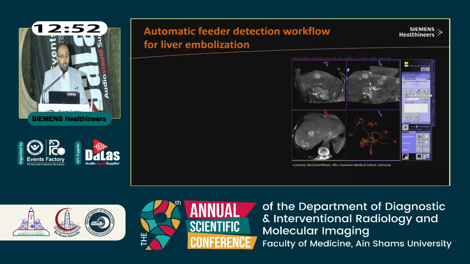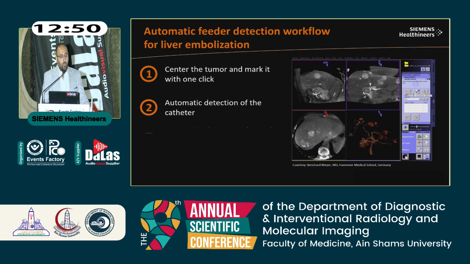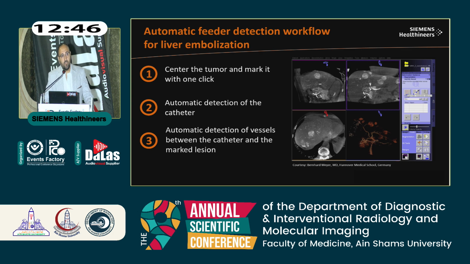So in embolization guidance, we depend on three main steps. The physician will do the first one, and the system will do the rest of the steps. This is why the software is very simple. The first step is to mark the tumor we are going to treat, and the system will automatically detect all the possible feeders for this lesion and connect them to the parent vessel and to the tip of the catheter.